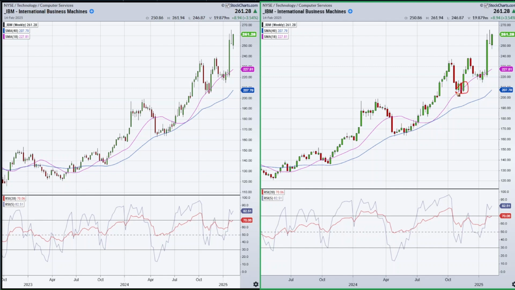All right, so then we get these pullbacks here. Now, the main point I want to make sure you understand is that I don't typically use these RSI signals that I just displayed as a standalone. I'm not typically doing that.